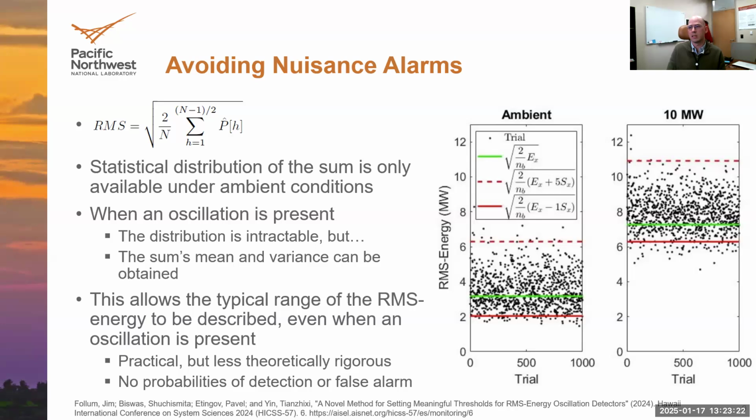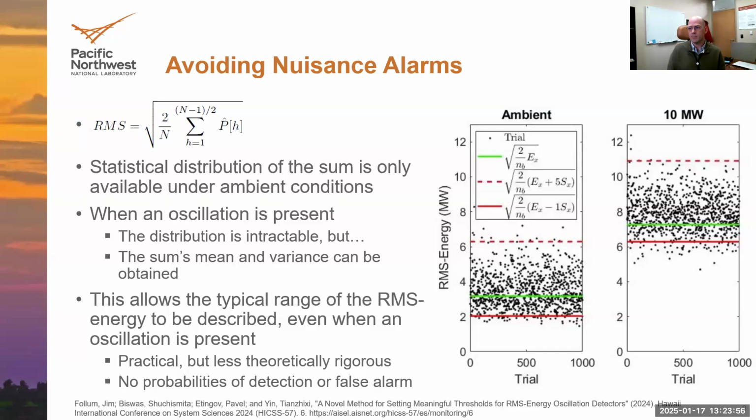And so we can do that in ambient conditions, which is basically what we've been doing before. But what's new and useful here is that we can also do it when there's an oscillation present. So that's in the right plot where we've added a 10 megawatt oscillation. Now we can still have a typical lower and upper range for the RMS energy. And that's where this paper goes beyond anything before it: with an oscillation present, we can have a pretty good prediction of the typical range of the RMS energy. And then based on that, we can set thresholds.